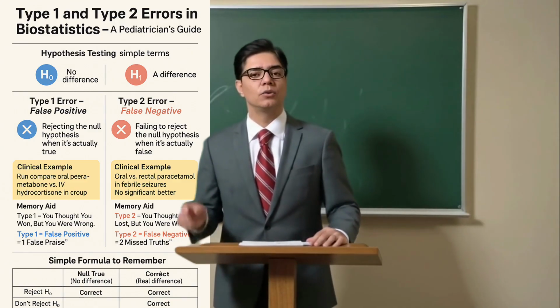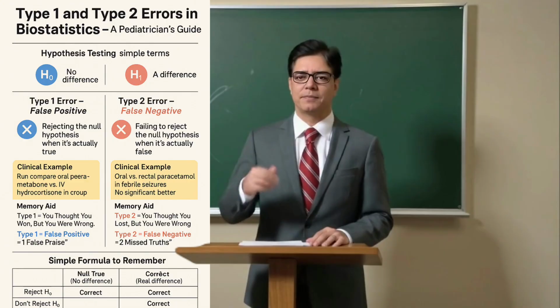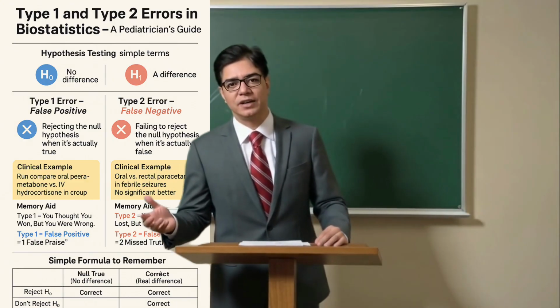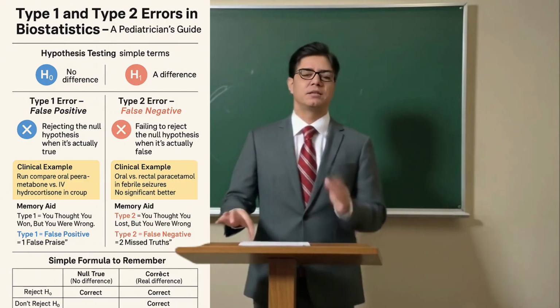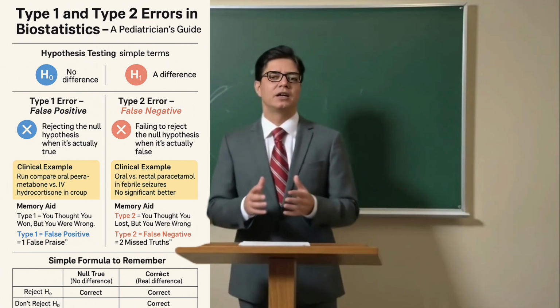Now let's move on to what we call type 2 error. Type 2 error is the opposite. Here you fail to reject the null hypothesis even though it was actually false. So you missed a real difference.